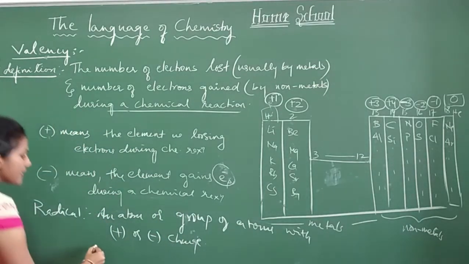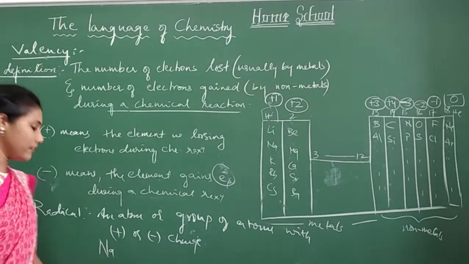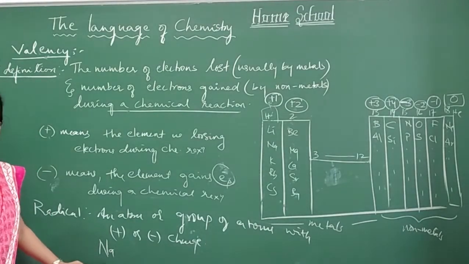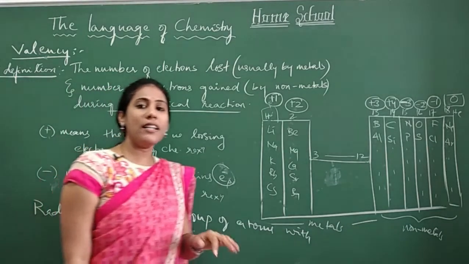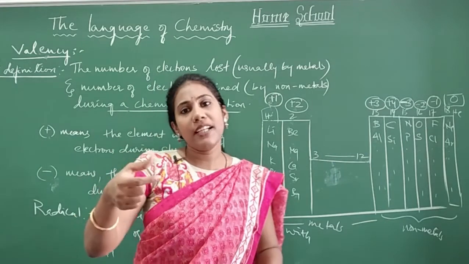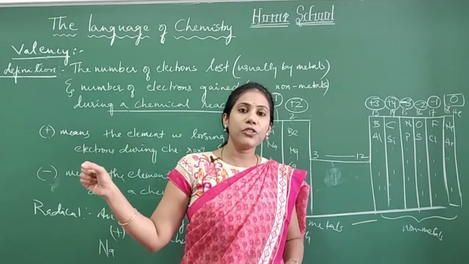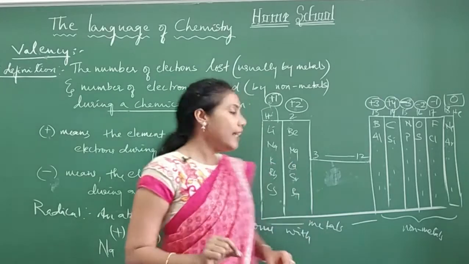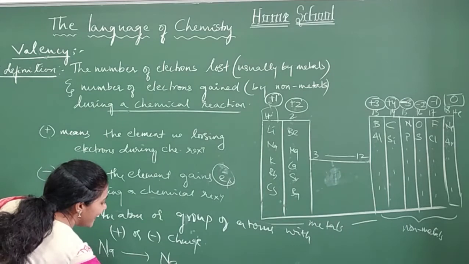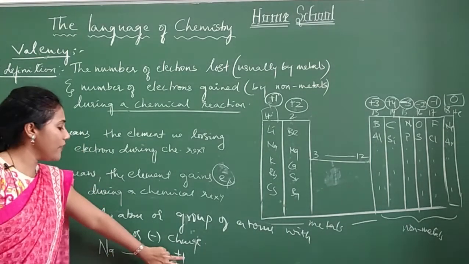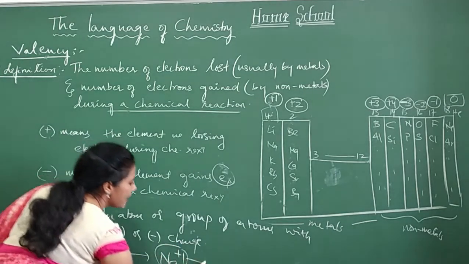Say for example, if I just write the symbol Na, it means what? Sodium, 1 atom of sodium. So an atom is always neutral. It is because the number of positive charges, that is protons, is always equal to the number of negative charges, that is electrons. But the same sodium, if I write it along with the valency, when I write sodium like this, then it becomes a radical.